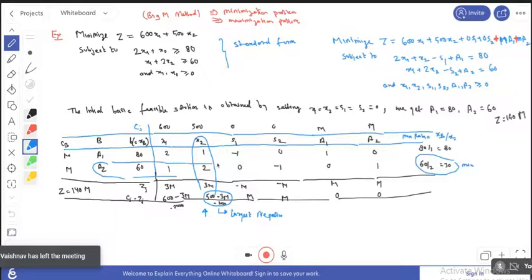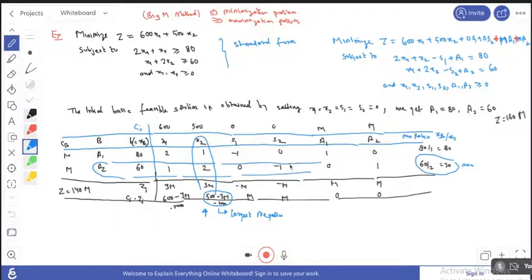So this variable A2 will leave the solution. And the intersection of the key column and key row is your key element. You have to make this value 1, and then with the corresponding row operations make the others equal to 0 here.